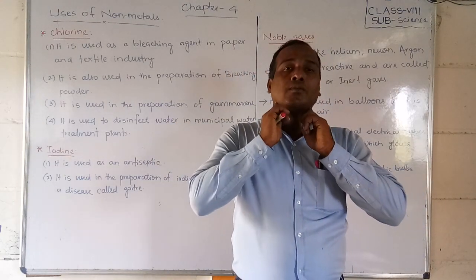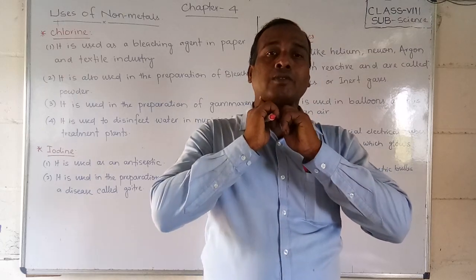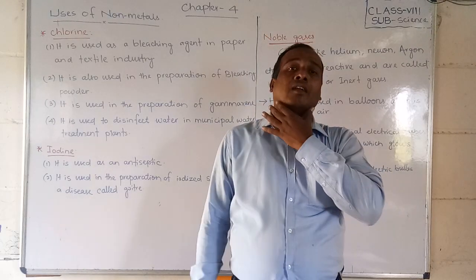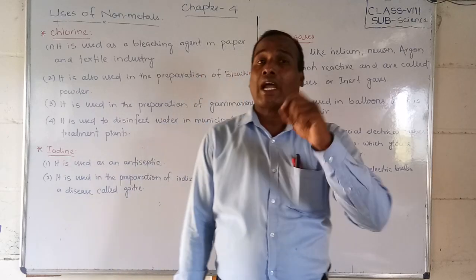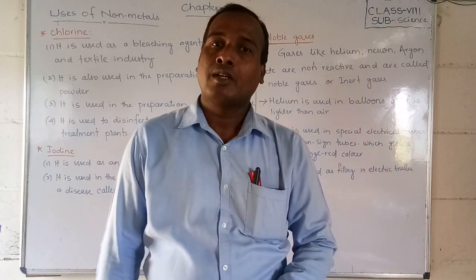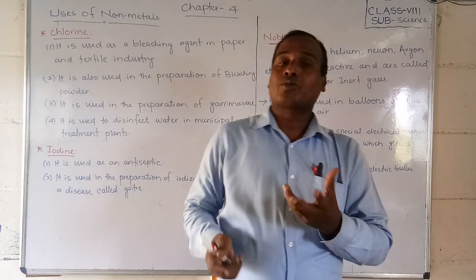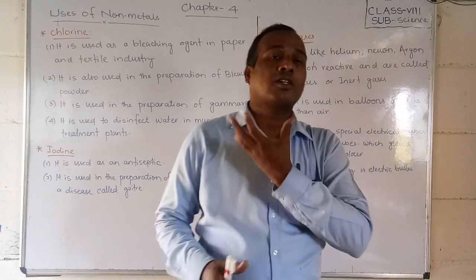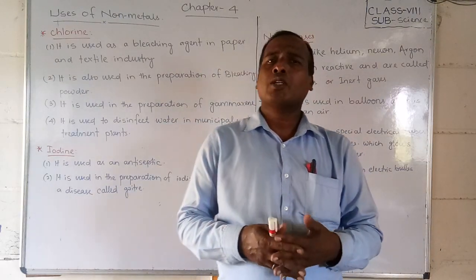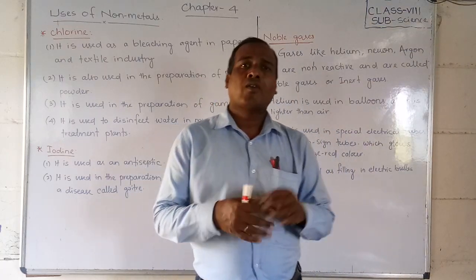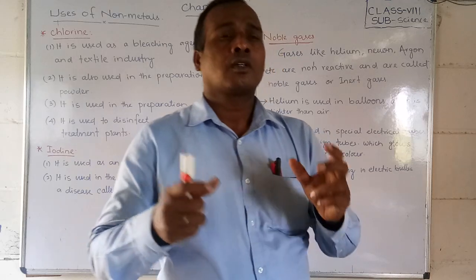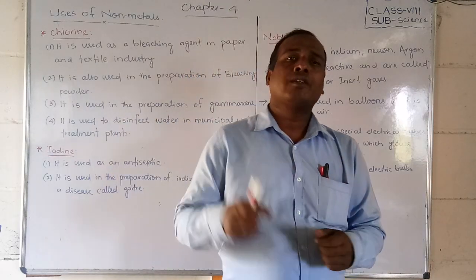In the lower part of our mouth, down there, is the thyroid gland, and from the thyroid gland the thyroxine hormone is secreted. If there is a deficiency of iodine, what is formed? Goiter. Nowadays you won't see goiter much because the Indian government added iodine to the salt.